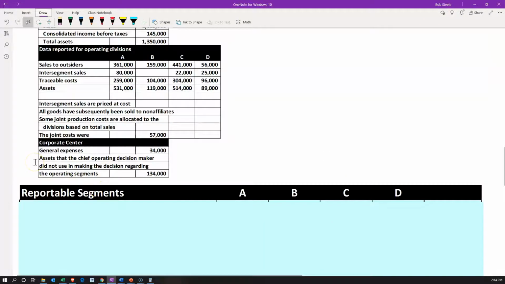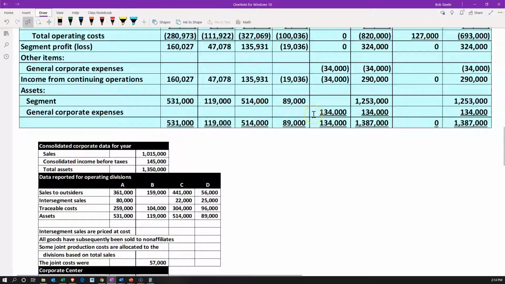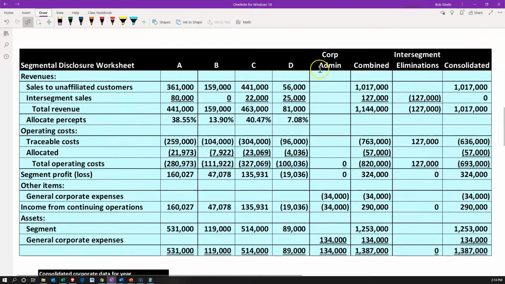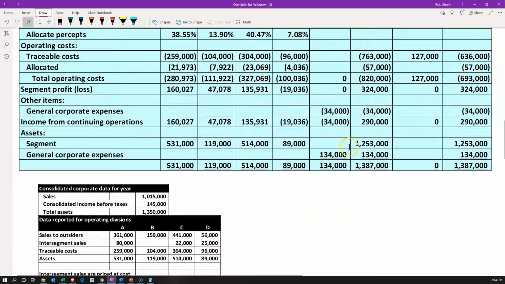And if we scroll down, those were assets, these are assets that the chief operating decision maker did not use in making the decision regarding the operating segments. So that's going to be applied then to the corporate admin section. So then if we add these up, we're going to say we got these two items. If we pull these down, these numbers all pull down here. The 134 pulls down here.